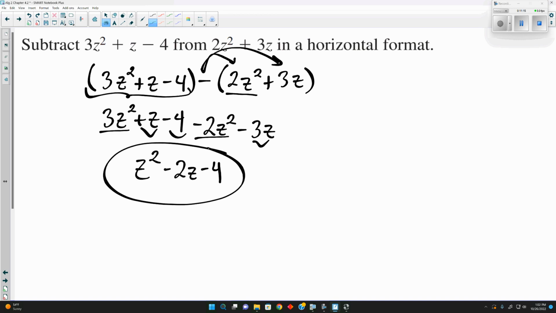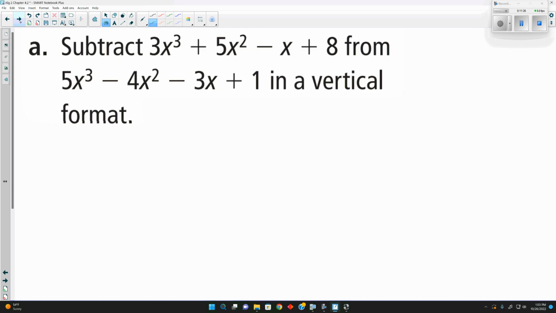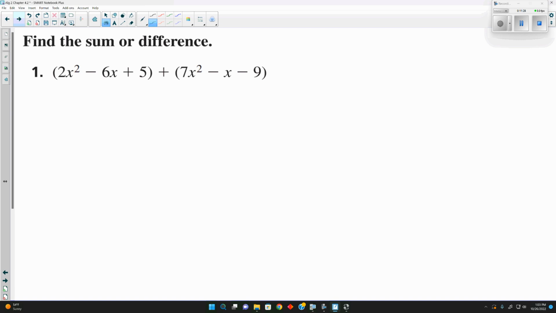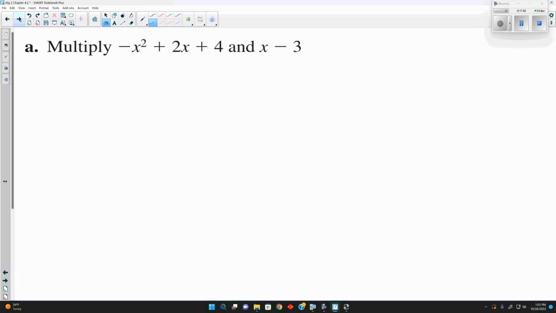Questions on any of this here? Questions on anything we've done so far? Do we need to see another example of this here? So if we feel good with addition, subtraction, we can move on. We will move on to multiplication.